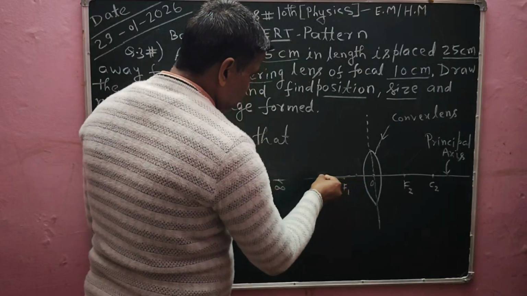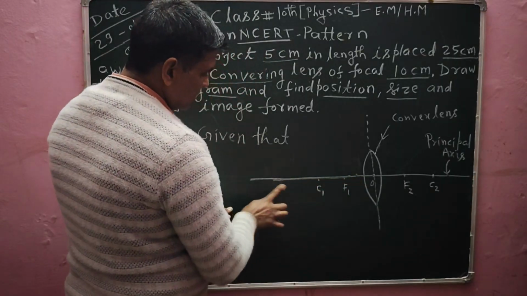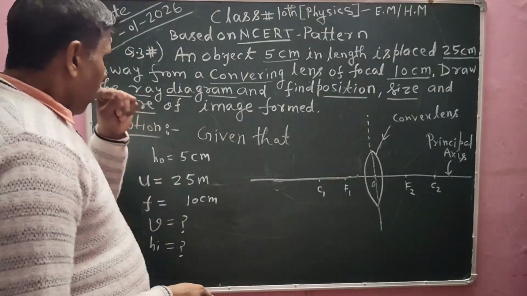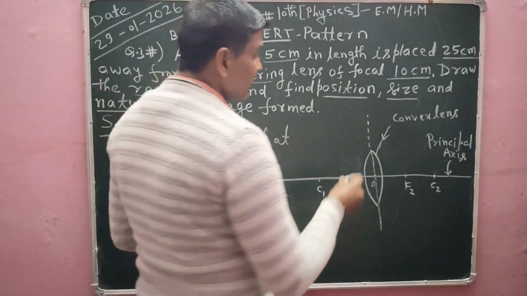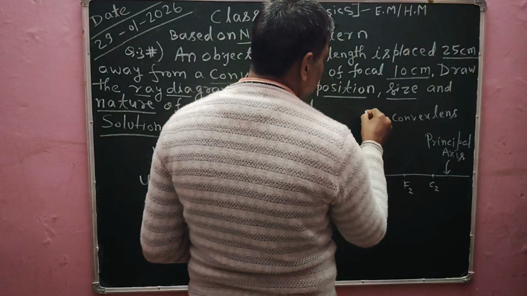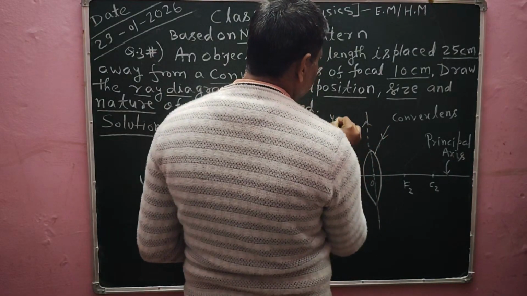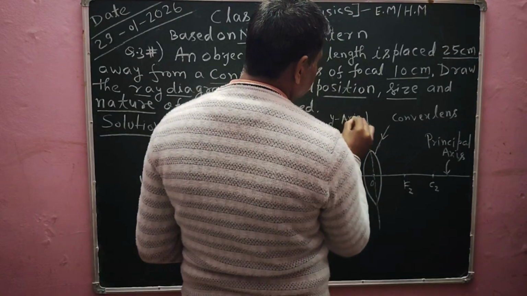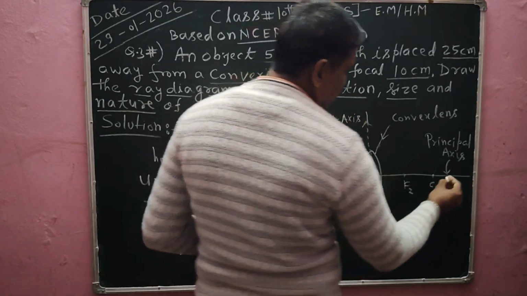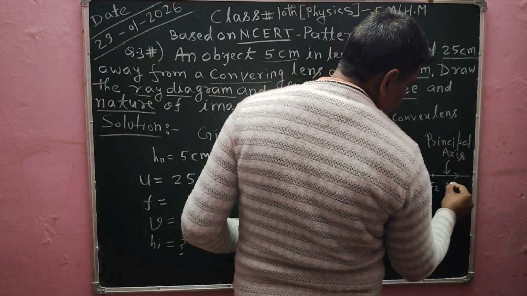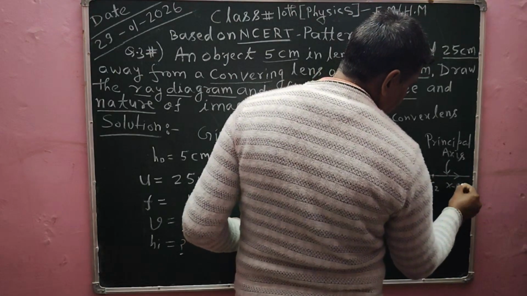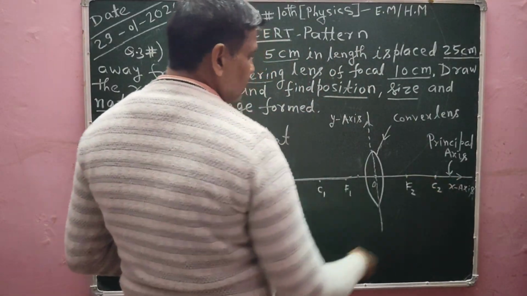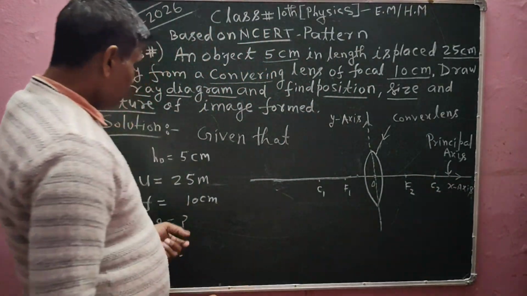So this is the principal axis, I have to draw it. Now here object height is 5 centimeter. Now I will also do the sign convention along the y-axis. I will say this is the y-axis, and along the positive y-axis I will take positive sign, and this is the positive x-axis. Positive will be on the right hand side and negative will be on the left hand side.